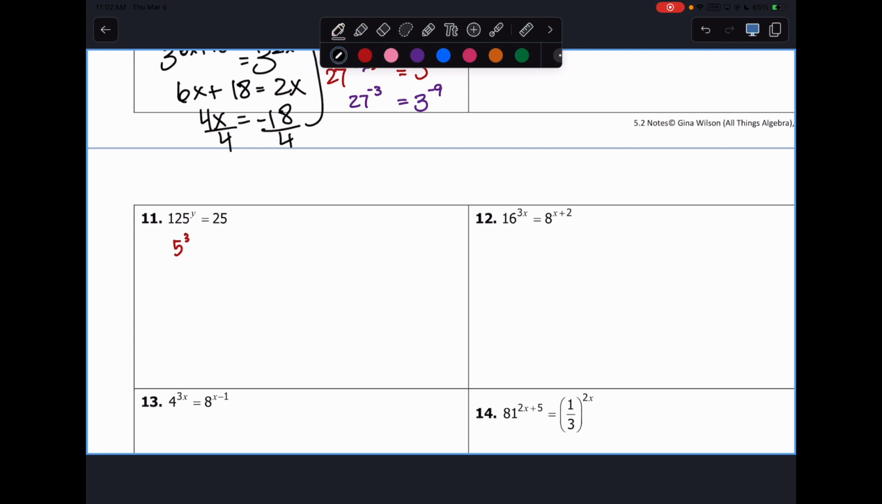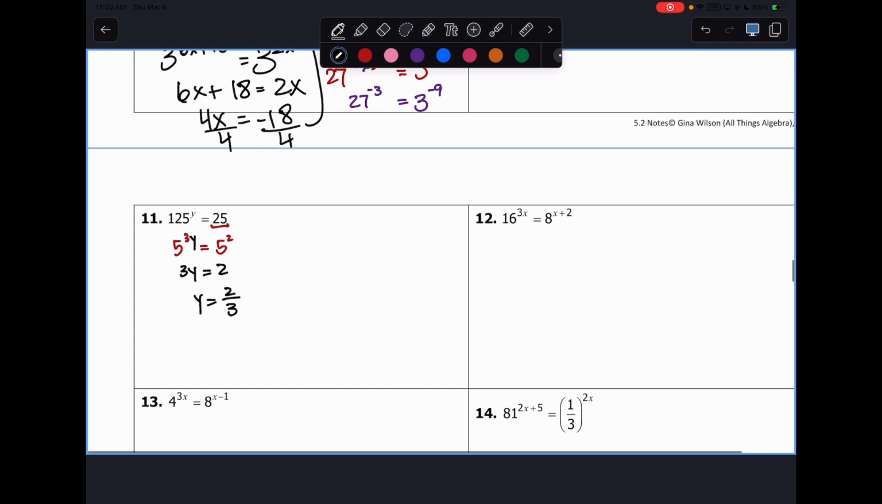So if I were to multiply 3 times y, I would get 3y. Okay, and then 25 is 5 to the second power. So set this up. 3y equals 2. What does y equal? 2/3.